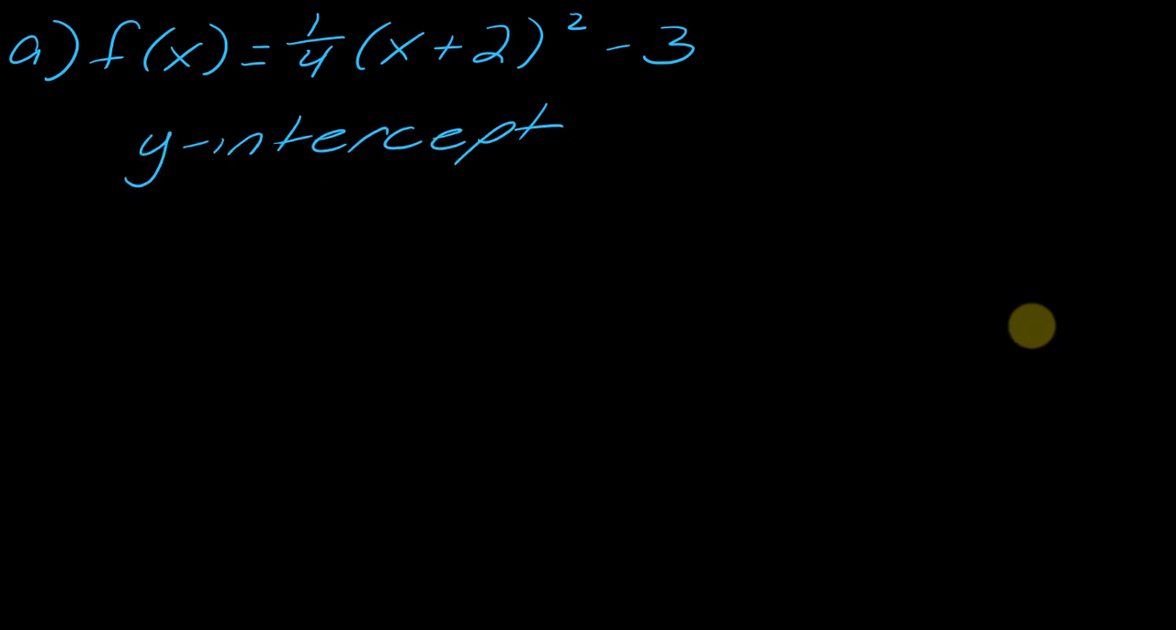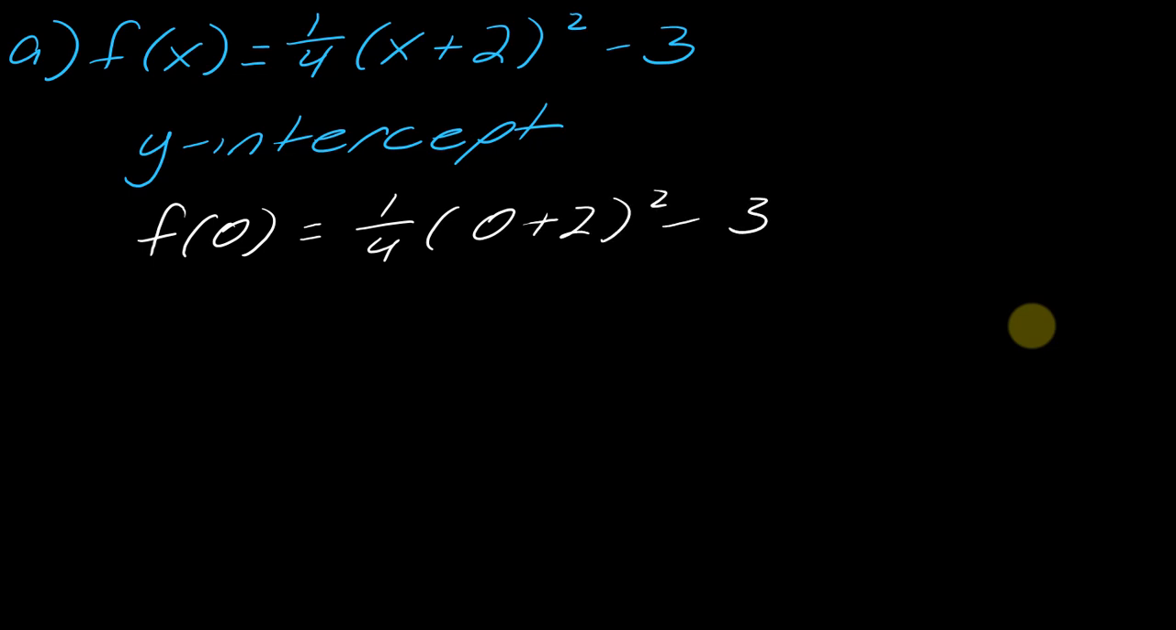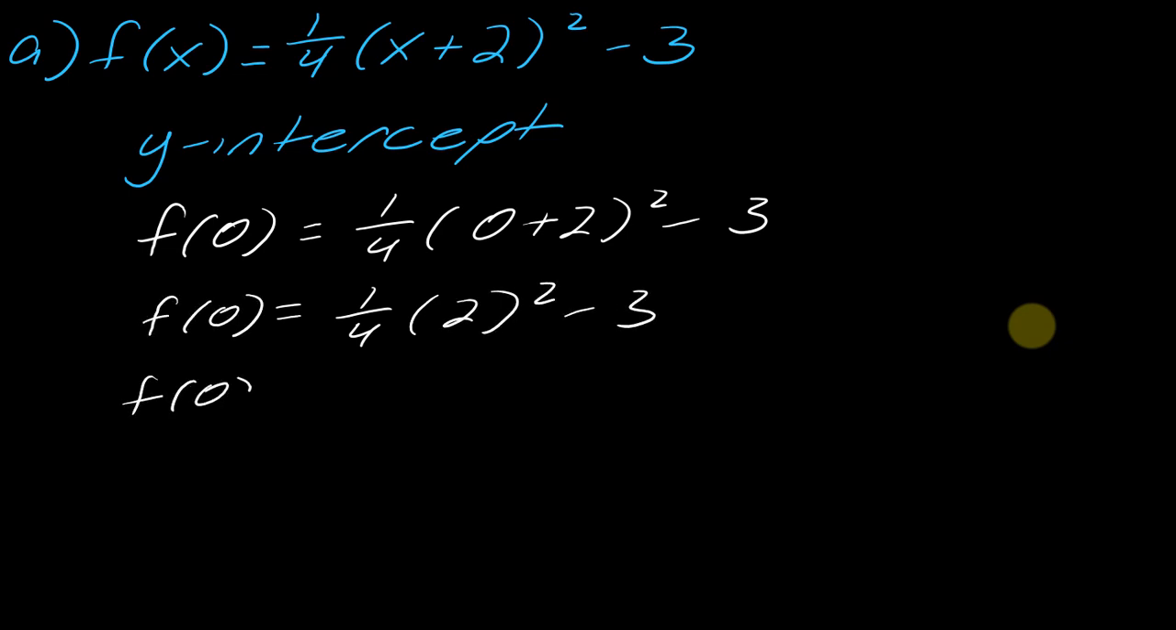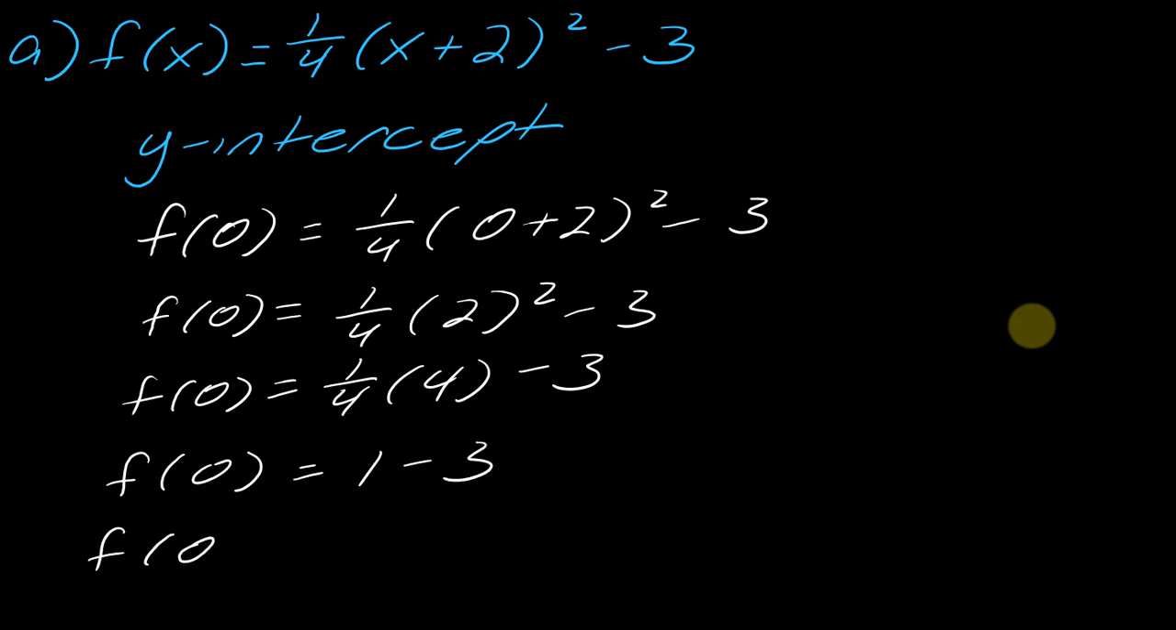Now for my y-intercept, I'm going to go ahead and plug in the 0. So I get 0 plus 2 squared minus 3. So then this will become 1/4 times 2 squared minus 3. Let's see, this is f of 0. So my f of 0 is now going to be 1/4 times 4 minus 3, and that becomes 1 minus 3, and so then that equals -2. So then my y-intercept in this case is going to be 0, -2.